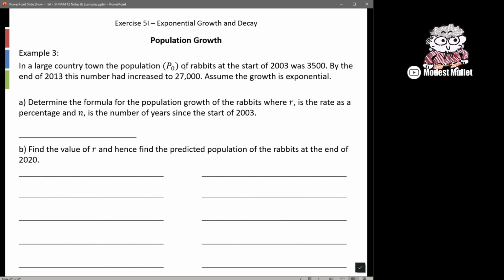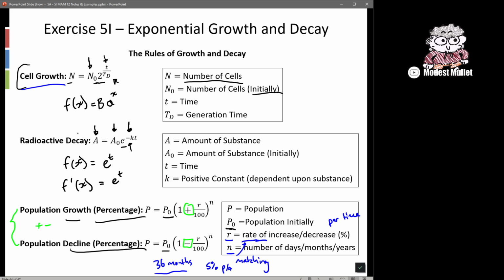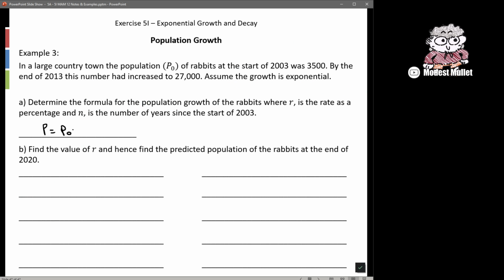In a large country town, population P0 of rabbits at the start of 2003 was 3,500. By the end of 2013, this number increased to 27,000. Assume exponential growth. Determine the formula for this population growth of rabbits, where R is the rate as a percentage and N is the number of years since the start of 2003. So we get P is equal to P0, 1 plus R on 100, to the power of N.